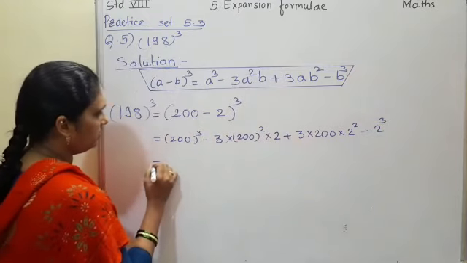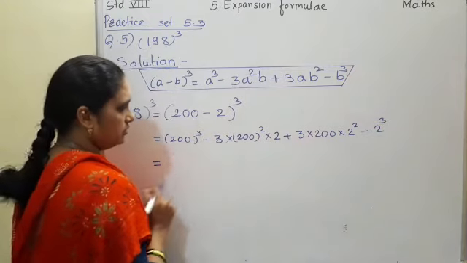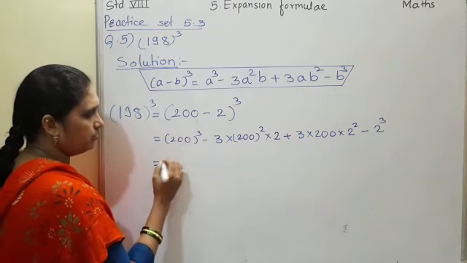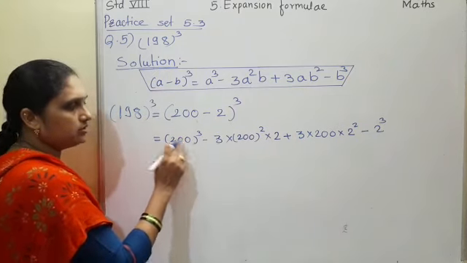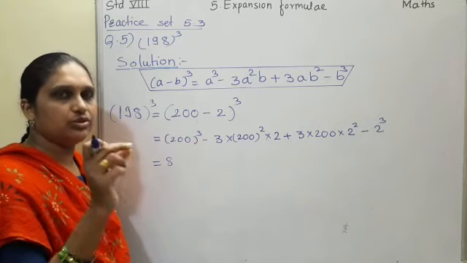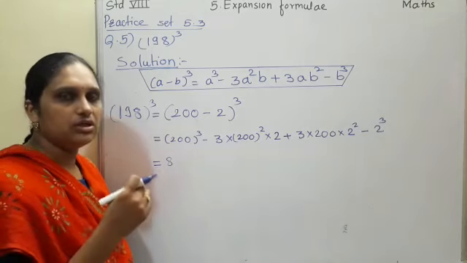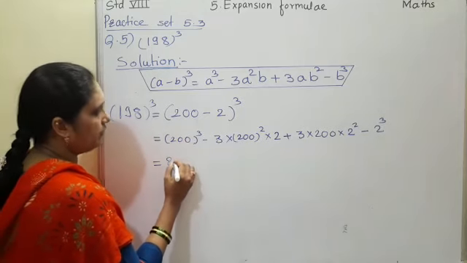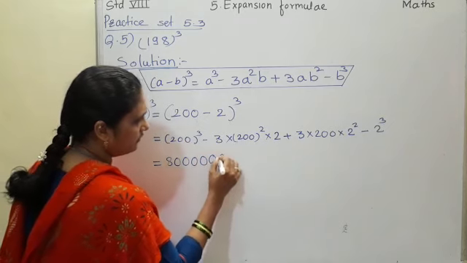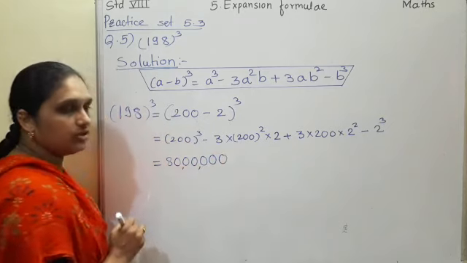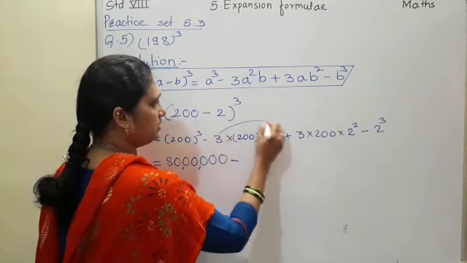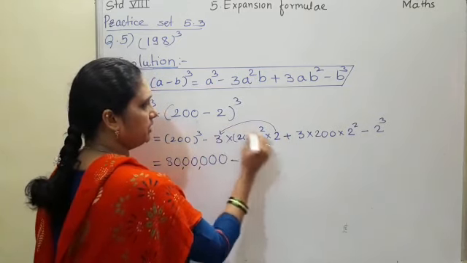Now we'll solve it. Now 200 cube. First you have to find 2 cube is 8 and 2 zeros are given, so we have to do its cube. 2 into 3 is 6, so on 8 you have to put 6 zeros: 1, 2, 3, 4, 5, 6. That means this is 80 lakh. Minus, I'll multiply the single numbers first.